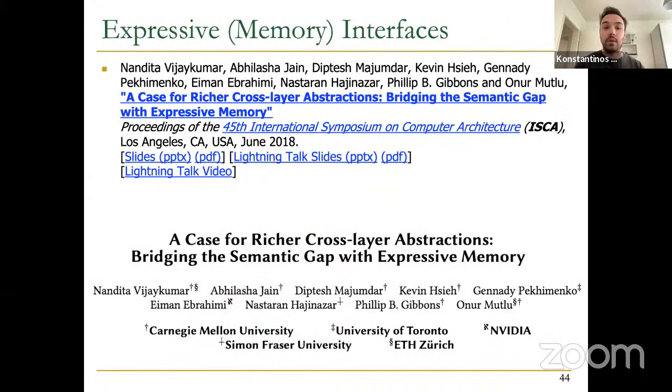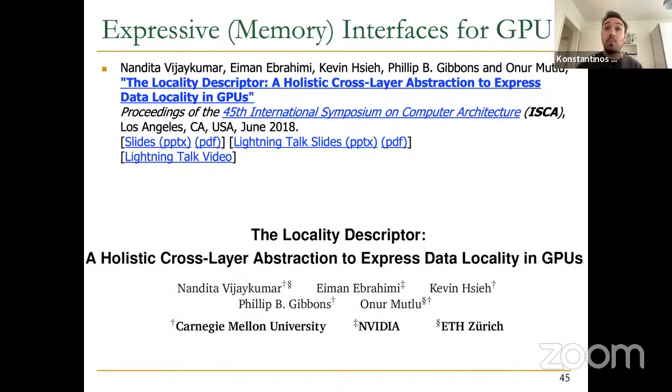It's called The Case for Richer Cross-Layer Abstractions: Bridging the Semantic Gap with Expressive Memory, by Nandita Vijaykumar, who was my mentor, by the way. It was published in ISCA 2018. With the same expressive interface, there's another paper, the Locality Descriptor, which also communicates higher-level semantic information about locality to increase performance in today's GPUs.